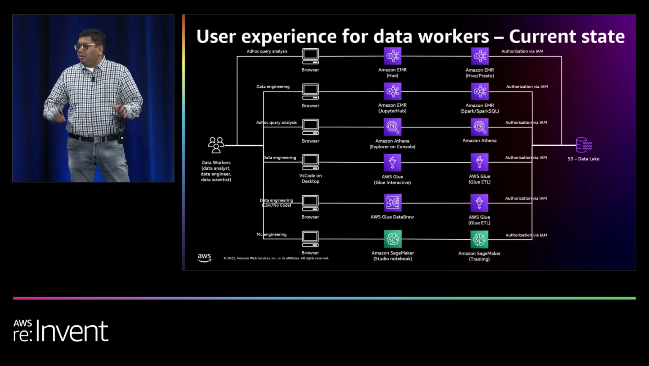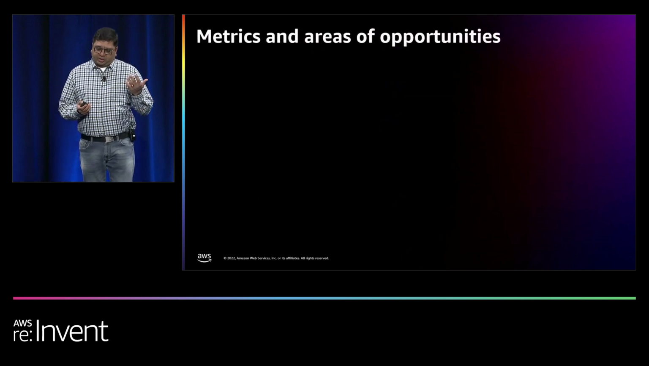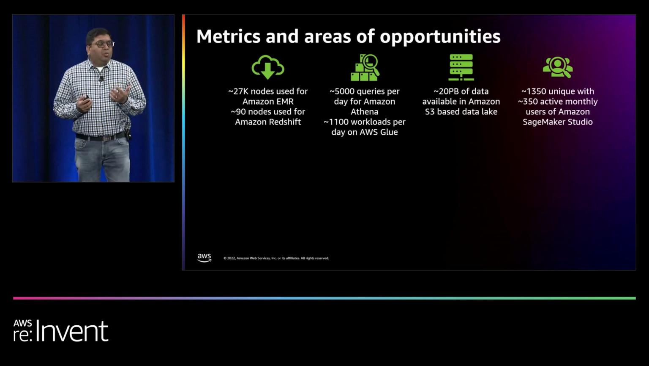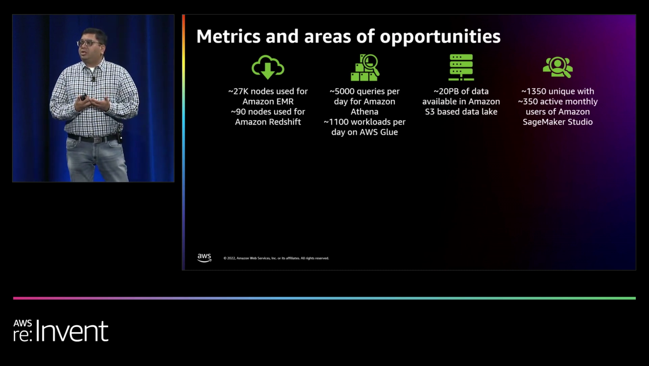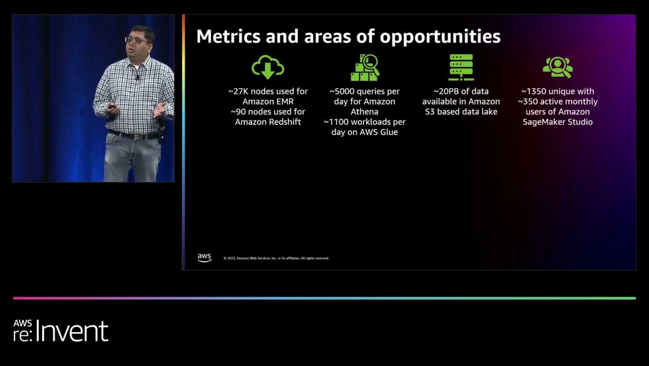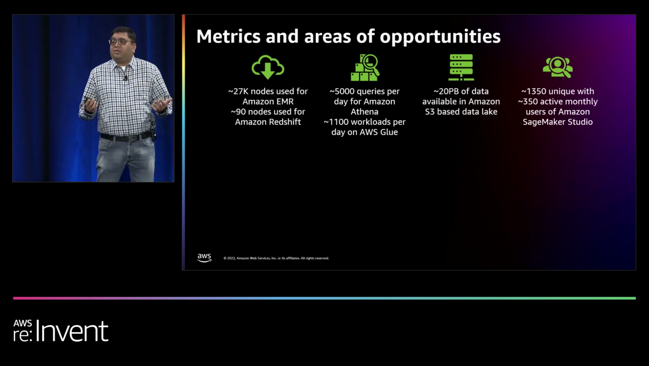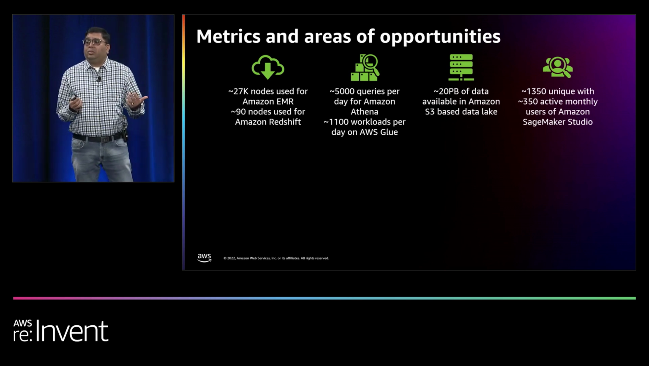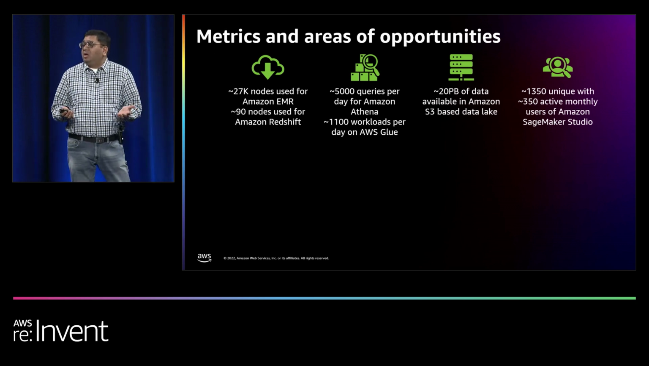Not bad, but can we improve it? But before we improve, let's talk about some metrics. What does the Vanguard environment look like today? We have EMR clusters running today, and on a daily basis we run around 27,000 nodes across all the EMR clusters. We have Redshift infrastructure, where we have 90-some nodes spread across many Redshift clusters running today.